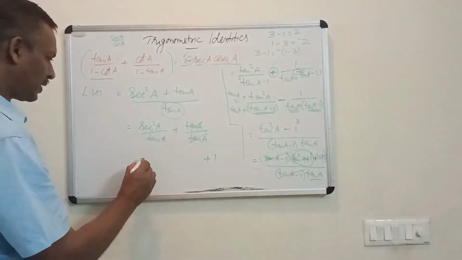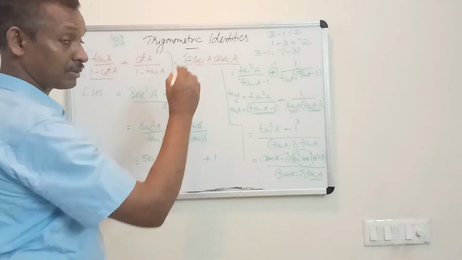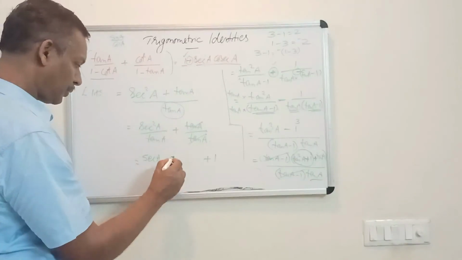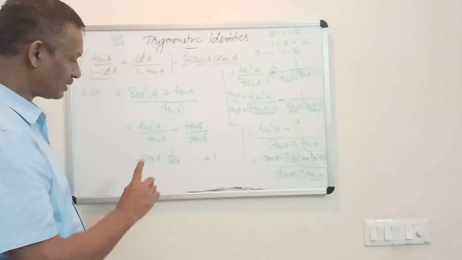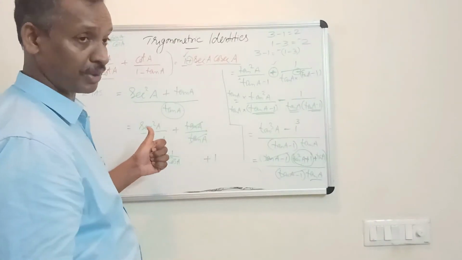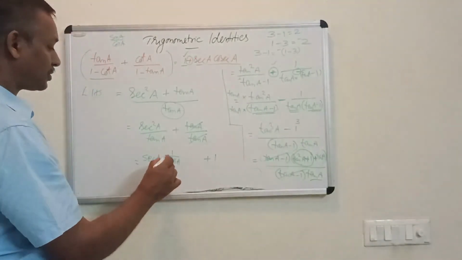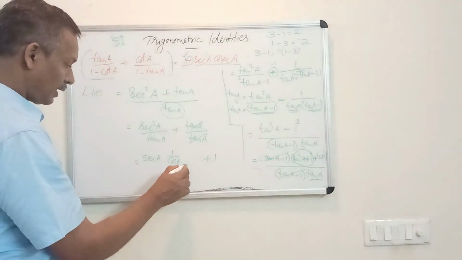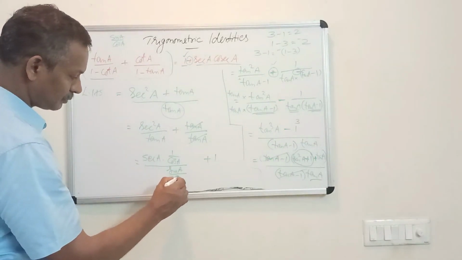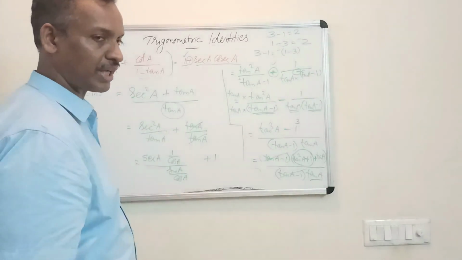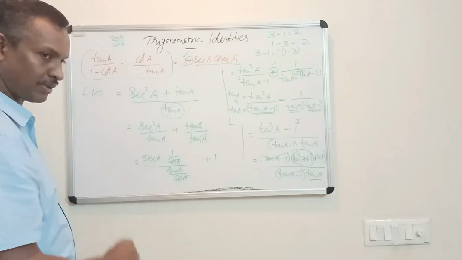You have many ways. One sec you keep like that because you need one sec. The other sec you can write as 1 by cos. Only one sec I am changing, one sec I keep like that because I need one sec. I don't want the second one. So the second sec is changed to 1 by cos, and the tan is changed to sin by cos. In most of the questions we change everything to sin and cos. And here this denominator and this denominator get cancelled.